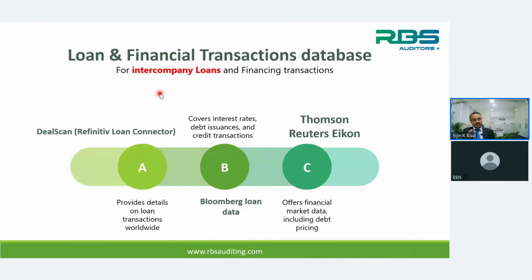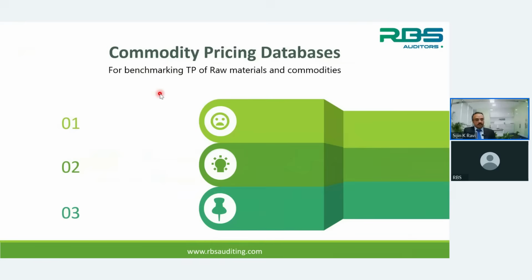So if you have an intercompany loan or a financing transaction, then you have to look at Deal Scan, Thomson Reuters, or Bloomberg loan data in order to get an interest rate and check whether it is within the market rate. It is not like just doing a Google search for the information. You have to get a proper database from the authorities. That means it's a different database.